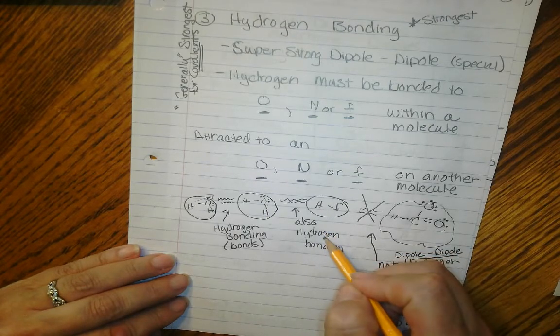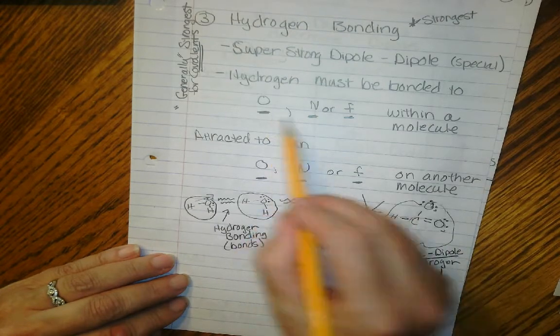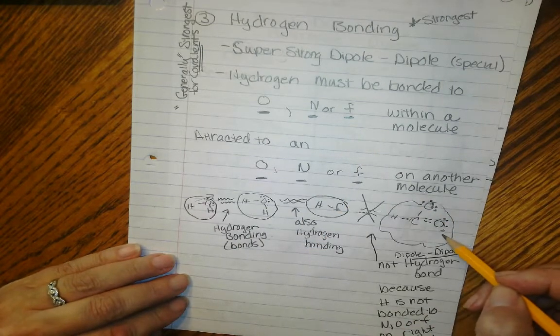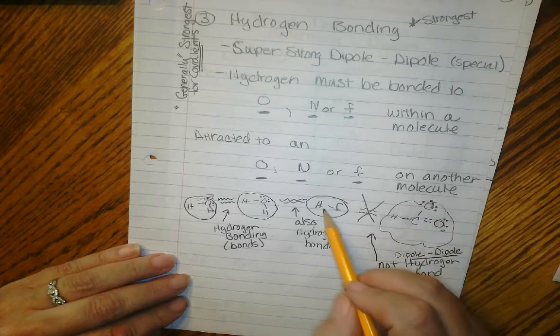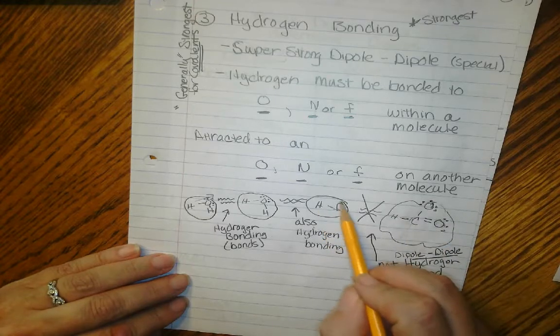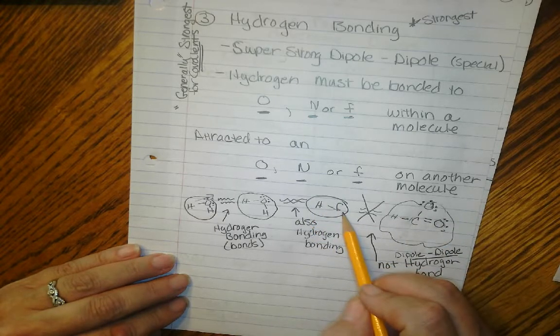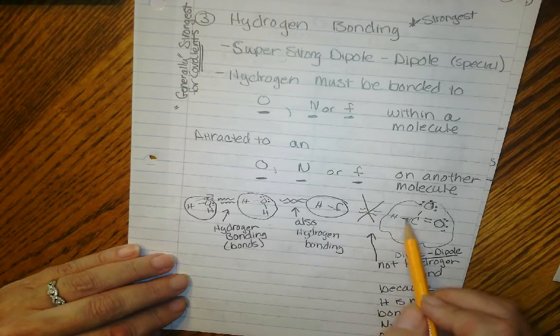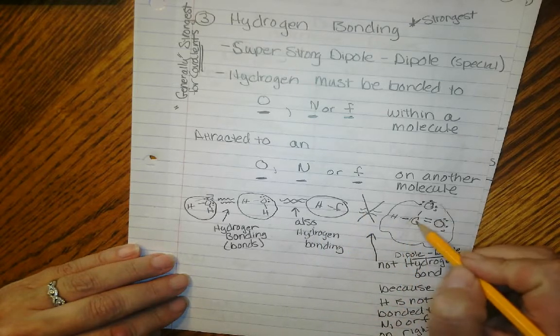Remember, hydrogen must be bonded to an oxygen, nitrogen, or fluorine to have hydrogen bonding. So here's an example where it's not hydrogen bonding. Here we have hydrogen fluoride, which could potentially have hydrogen bonding. We see it does here, and it's attracted to a hydrogen, but this hydrogen is bonded to a carbon.